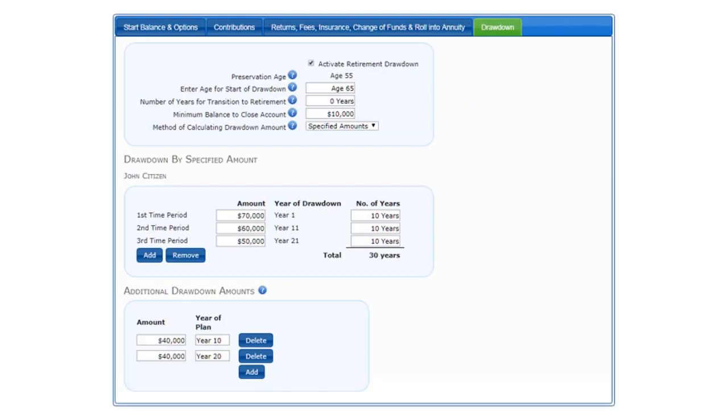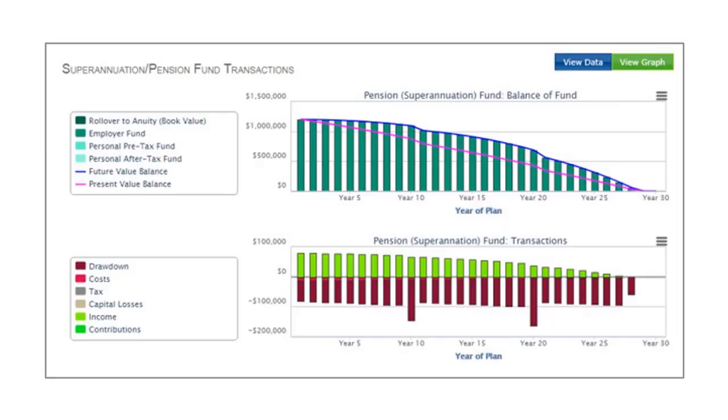To simplify the process, you may prefer to see dollar values rather than a time period or a percentage of funds drawdown. A table of drawdown can be quickly created, and you can toggle between the three methods of drawdown to demonstrate the effect of different options. In this example, the user has decided to purchase a new car in 10 years at the cost of $40,000, and the funds are being withdrawn from the superannuation account.